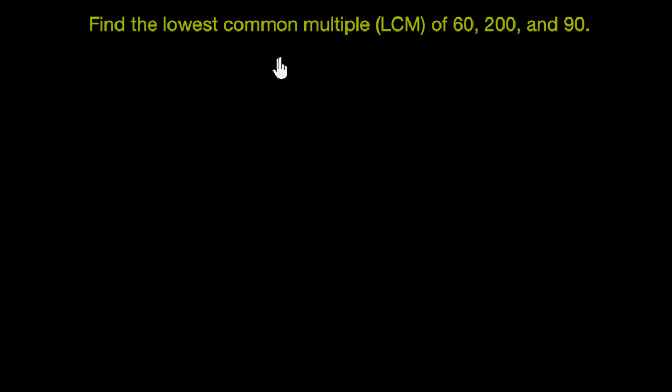Find the lowest common multiple or the LCM of 60, 200 and 90. Now there can be different ways to find the LCM of these three given numbers. You can actually write their multiples and then from those multiples you can try finding their LCM. But since these numbers are relatively bigger, let's actually prime factorize them and then find the LCM.